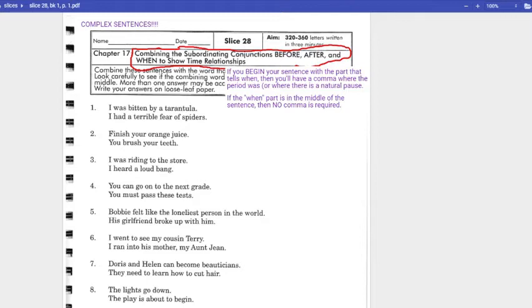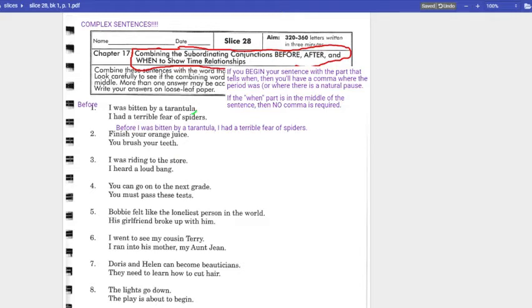So for me, I definitely don't need to be bitten by a tarantula to have a terrible fear of spiders. So before I was bitten by a tarantula, I had a terrible fear of spiders. Okay, so if I'm putting that subordinating conjunction at the beginning of the sentence, then that period after tarantula is going to be changed to a comma. And then altogether, I will have: before I was bitten by a tarantula, comma, I had a terrible fear of spiders.